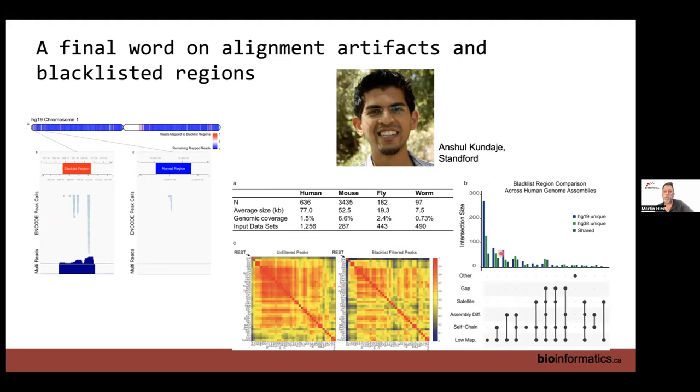Where are these in the genome? As I said, they tend to be in regions of misassembly or regions where there are gaps or satellite repeats, et cetera. Best practice is to filter against the blacklisted regions, to remove these prior to your analysis. And again, we'll be doing that as part of the workflow.